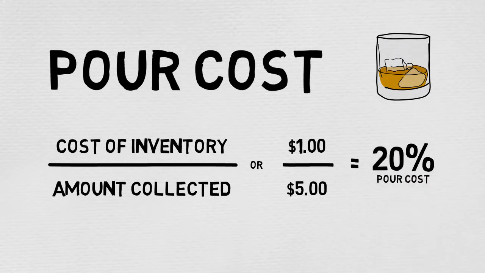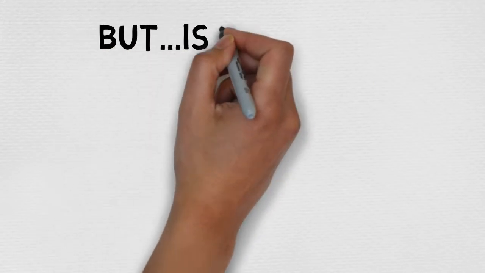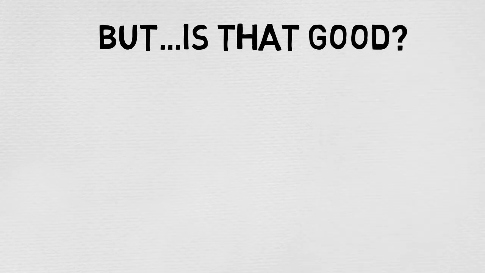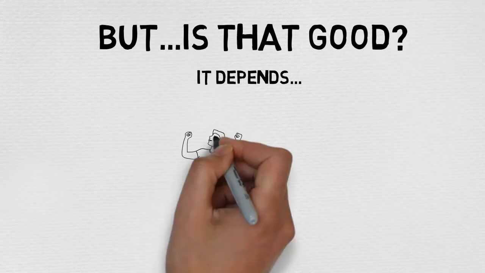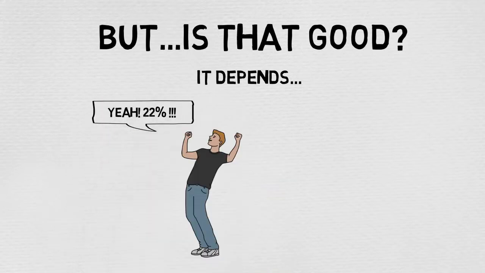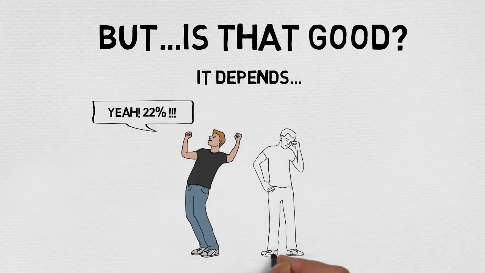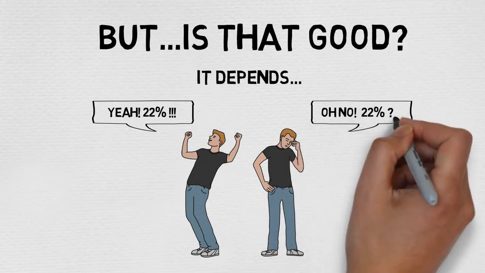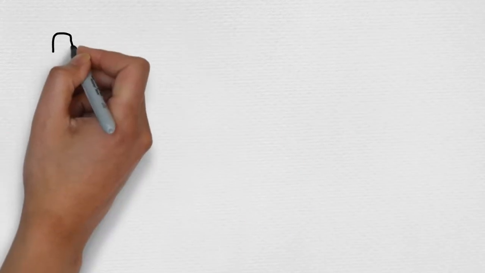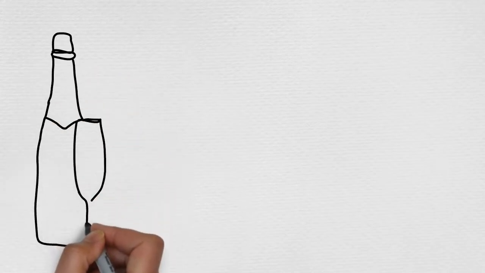The problem with using pour cost to manage inventory is that it's virtually impossible to know what is good for a particular location based on exactly what they're selling. Satisfaction with a 22% pour cost isn't good if it turns out that the pour cost for what's actually being sold should be closer to 18%. Let's look at an example of how different items have different pour costs.